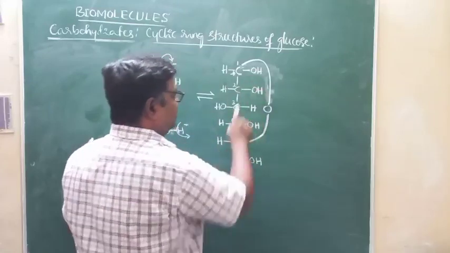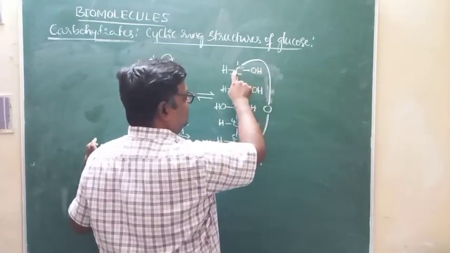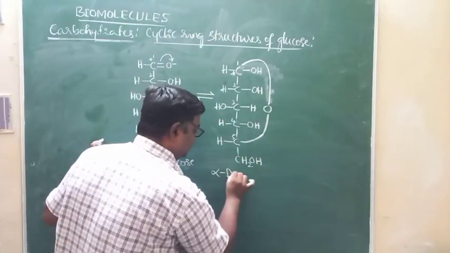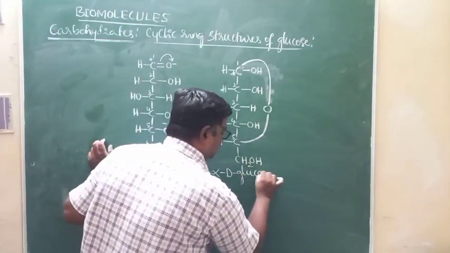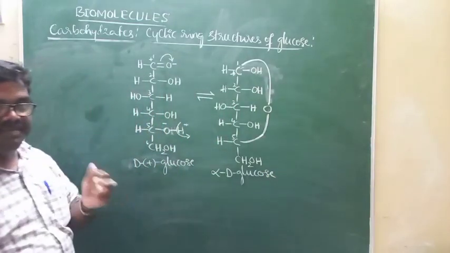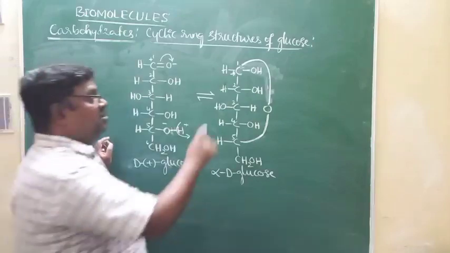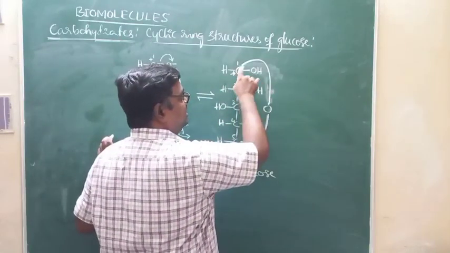Here in this case, the OH group is on the right side of the anomeric carbon atom, and therefore it is called alpha D glucose. Alpha D glucose is the cyclic ring structure in which the OH group at the anomeric carbon atom is on the right side.